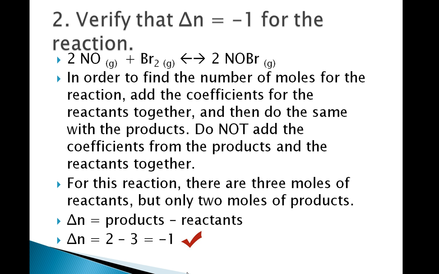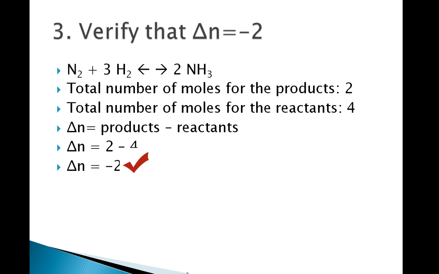So in order to find delta N, you take the sum of the coefficients of the products and then subtract off the sum of the coefficients of the reactants. So for this problem, the sum of the products is 2 and the sum of the reactants is 3. So delta N equals 2 minus 3, which equals -1. And you do the same process for this one. So 2 minus 4 equals -2.